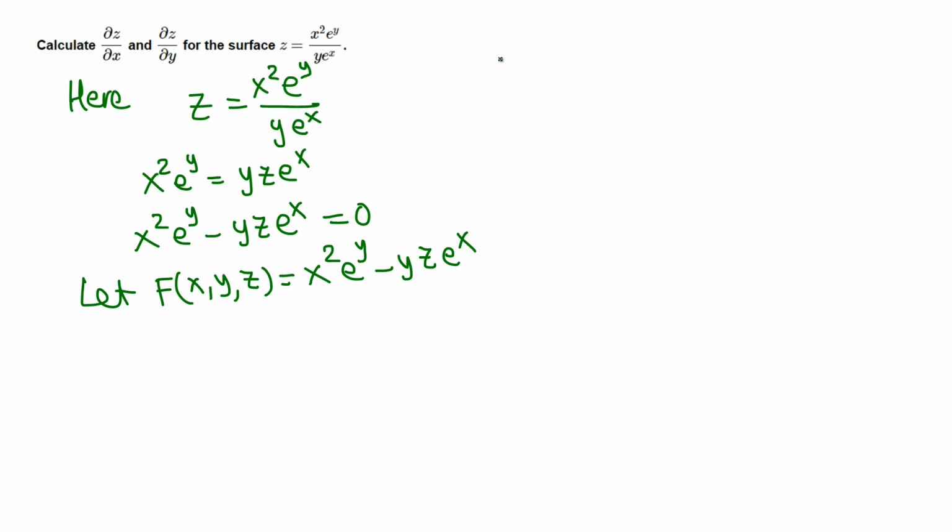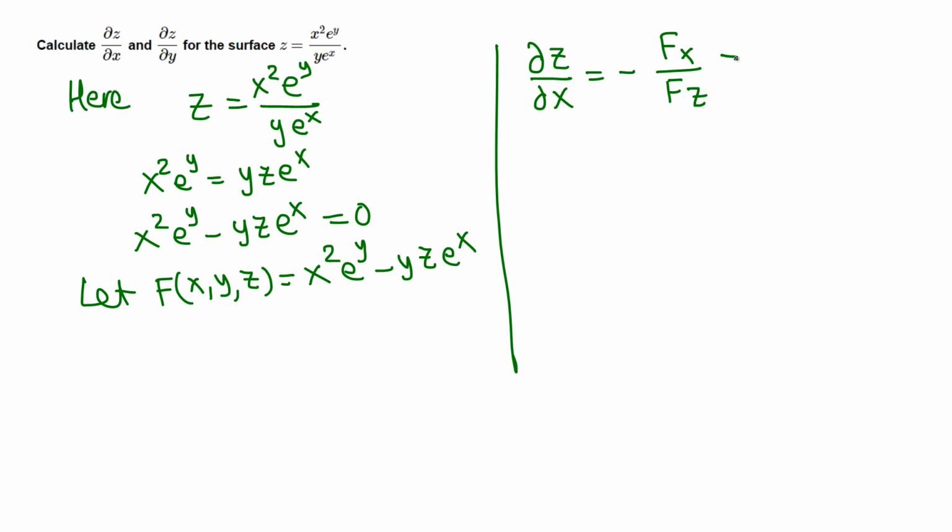And we know that the partial of g with respect to x, when we write this function, is negative partial of f with respect to x over partial of f with respect to g. And similarly, the partial of g with respect to y would be negative partial of f with respect to y divided by partial of f with respect to g. So let's find those here.